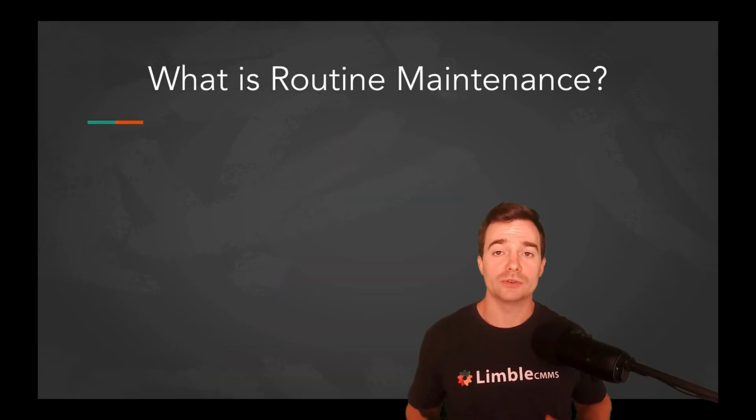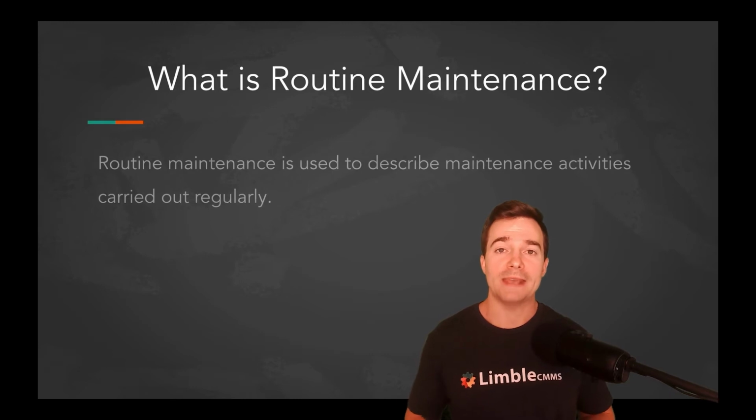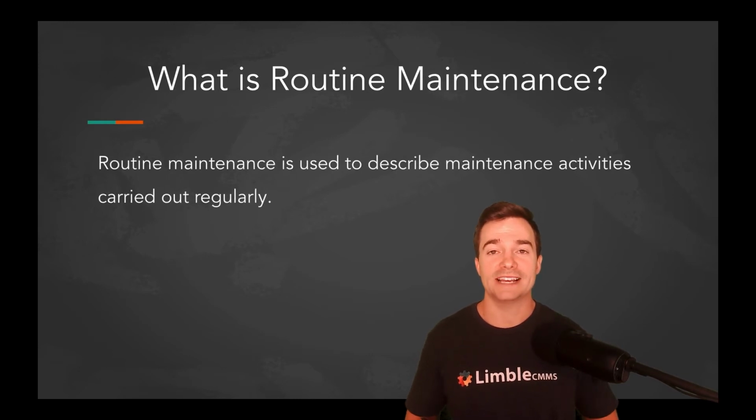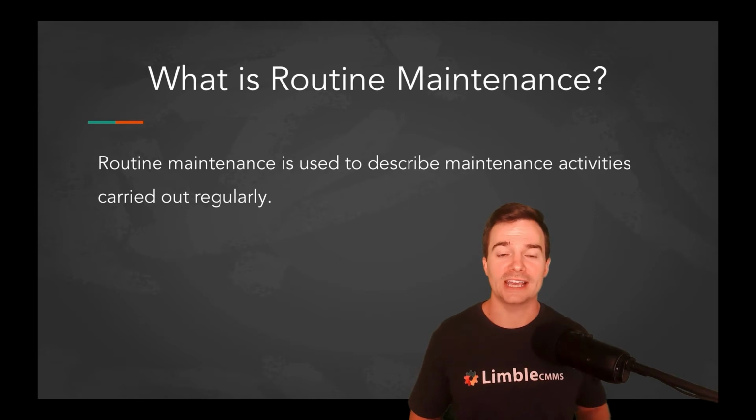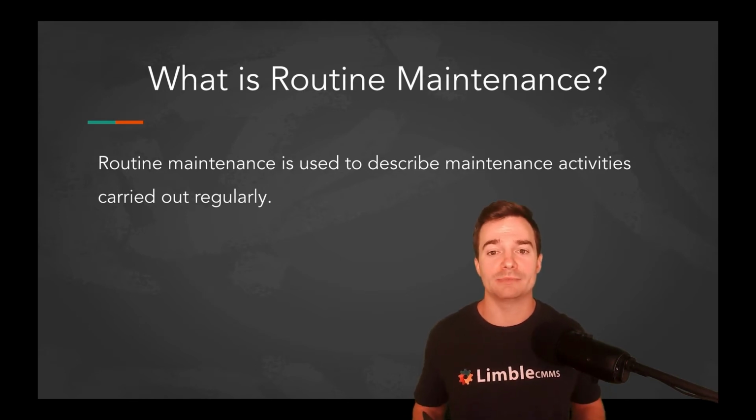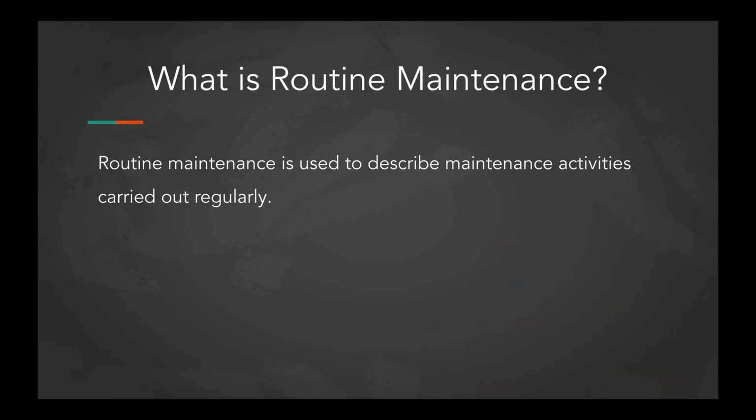So what is routine maintenance? Routine maintenance is used to describe maintenance activities carried out regularly to identify and address issues before they lead to equipment failure. Be it a truck, a building, a milling machine, or a forklift, no asset is exempt from wear and tear that comes with its daily use.